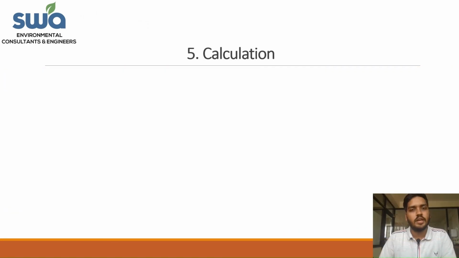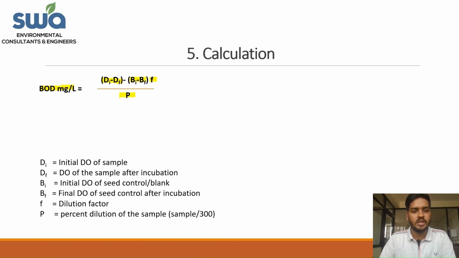So now let's understand the calculation. How can we calculate the BOD based upon the readings we got? We have already prepared the Excel sheet on which we can easily calculate the BOD by applying the values. But before that, let's understand the formula first. The formula for calculating BOD is (DI minus DF) minus (BI minus BF), multiplied by F divided by P. Let's understand the terms.